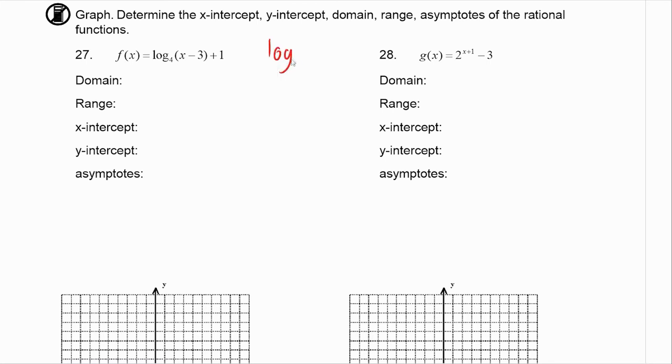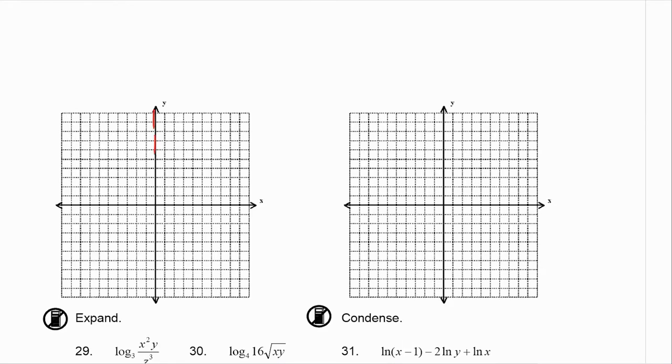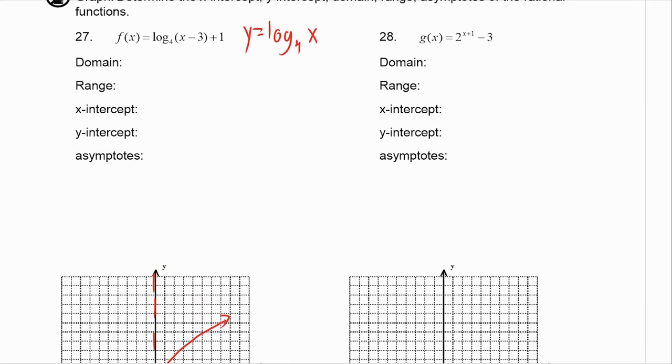I'm going to write log base 4 of x, which is in a sense the parent function to f of x. I'm going to graph that in terms of y. I put down that I have a vertical asymptote, and I also have an ordered pair at x equals 1 and y equals 0. Then we get this graph that comes up and looks just like this. Okay, and that's basically our log base 4 of x.